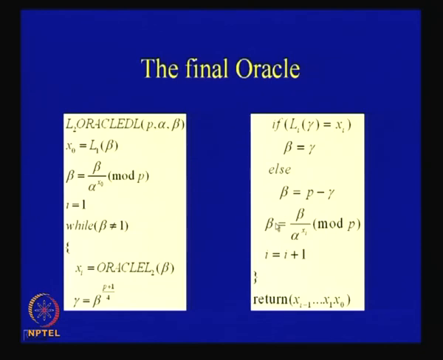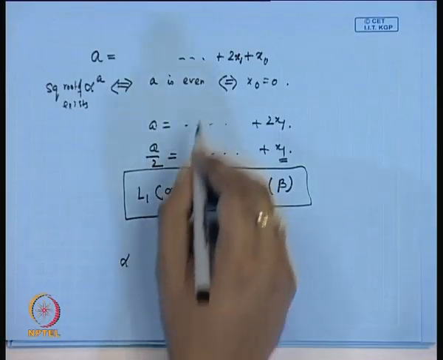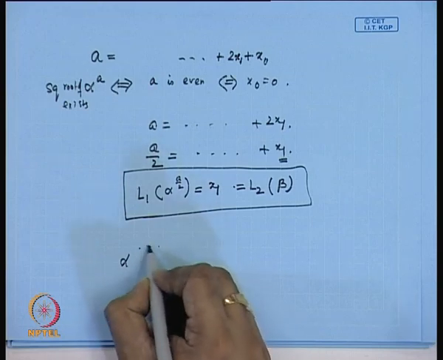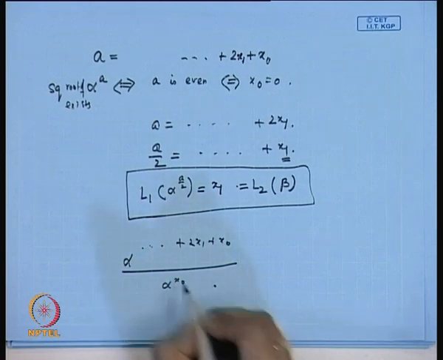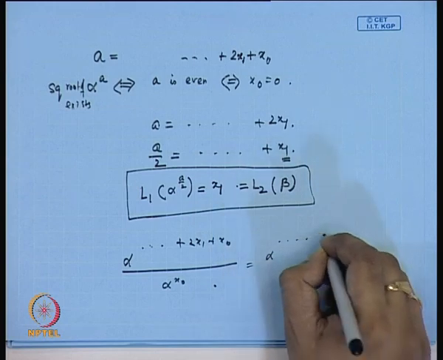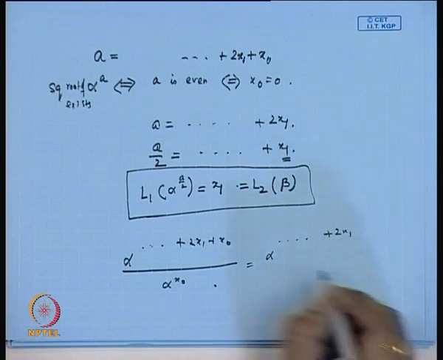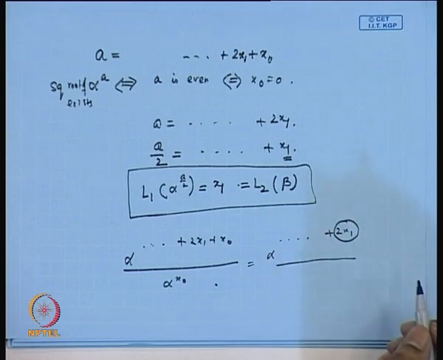Then we again compute the value of beta by dividing beta by alpha to the power of xi. So you see that at each stage we are computing the square root. For example, first you have got alpha to the power of something plus 2x1 plus x0, and you have divided this by alpha to the power of x0, that was the first step. From there you compute alpha to the power of something plus 2x1, and you know that the square root exists because this is an even quantity.